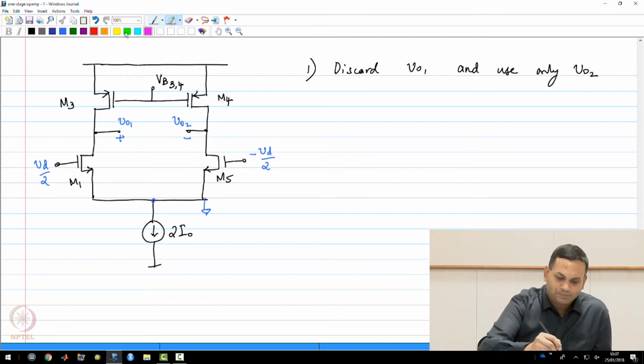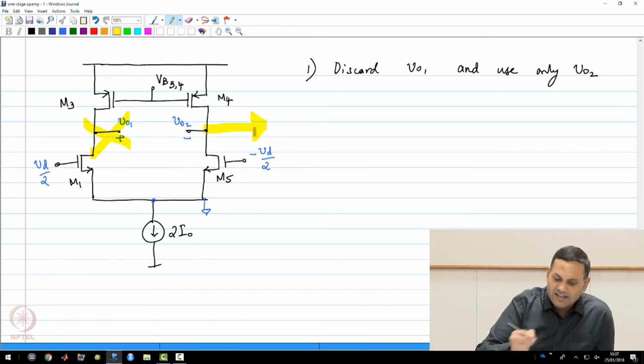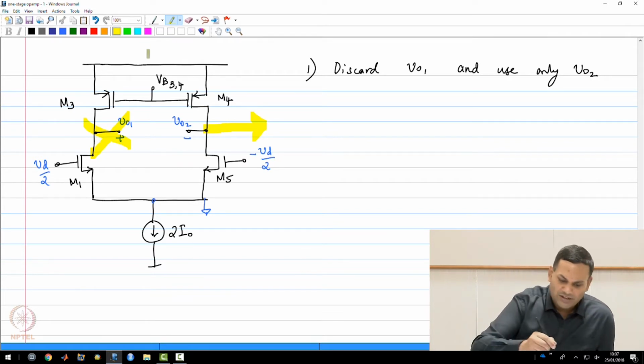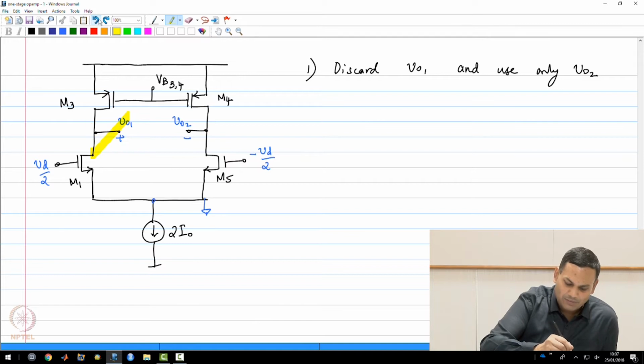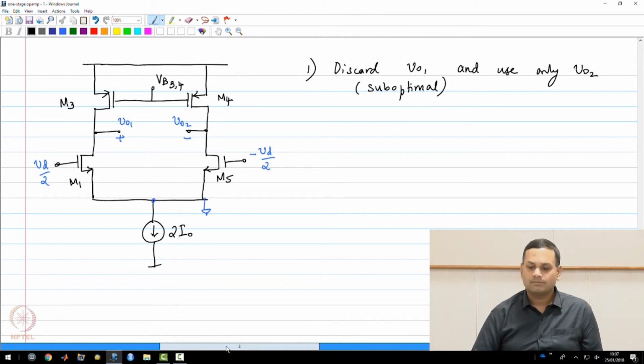So what I am saying is you ignore one half of the circuit and take this as the output of the op amp. And it turns out that this will be fine, but you have signal currents flowing through the left half of the circuit, you have gain from the left half of the circuit that you're completely ignoring. So this is not the best possible way to do this. This is definitely suboptimal. So we do not want to do this.